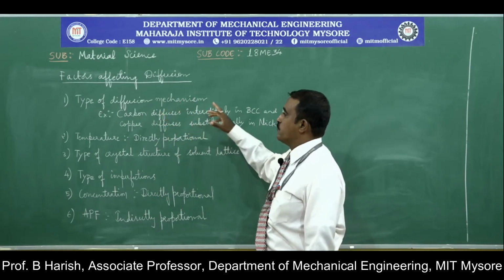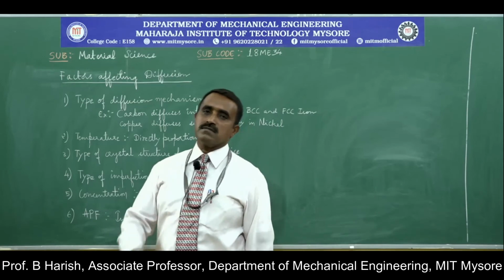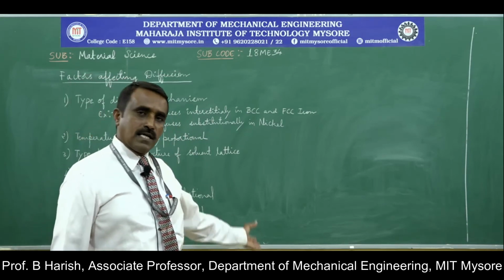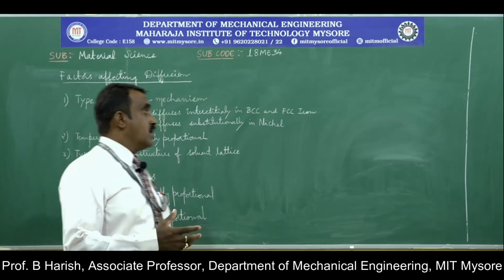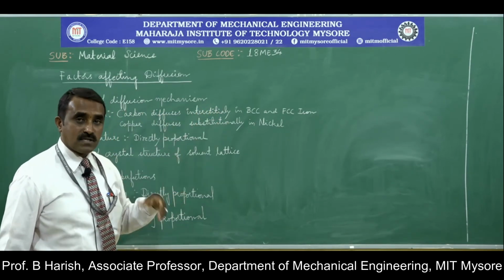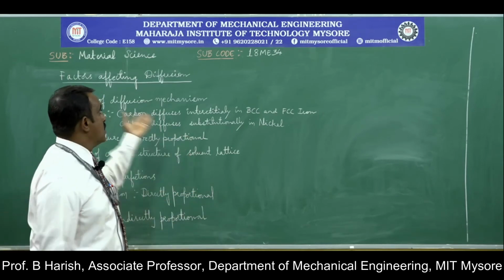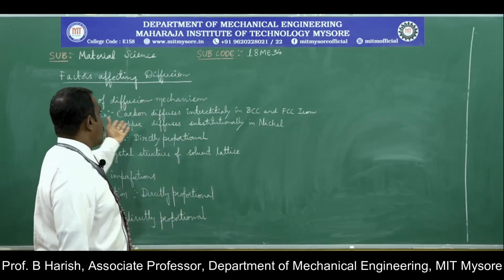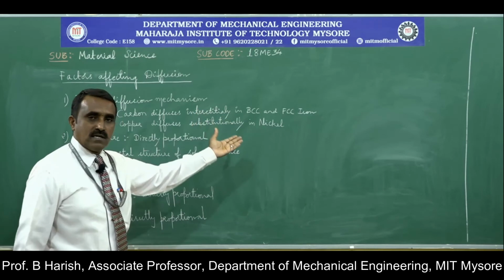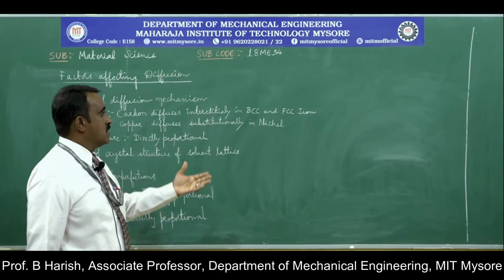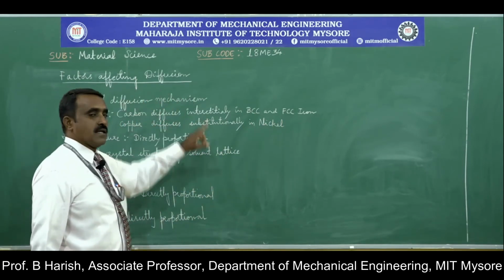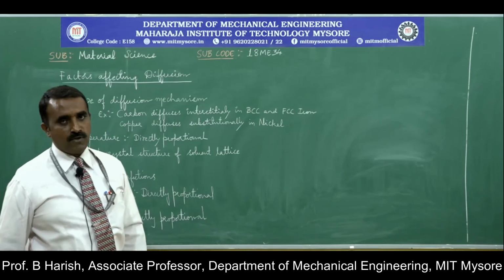The first one is type of diffusion mechanism. We just now discussed types of diffusion mechanism, like vacancy diffusion, substitutional diffusion, interstitial diffusion. This factor, what type of mechanism by which diffusion is taking place, affects the diffusion process. For example, take carbon diffusing interstitially in BCC and FCC iron. BCC is body centered, FCC is face centered. In this case the material is iron, so carbon diffuses interstitially.